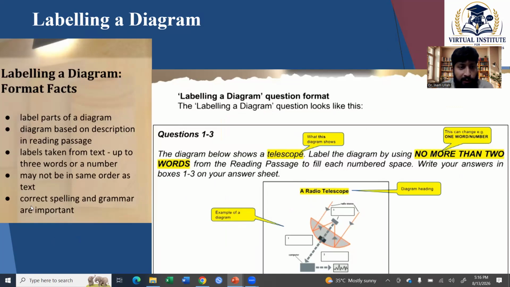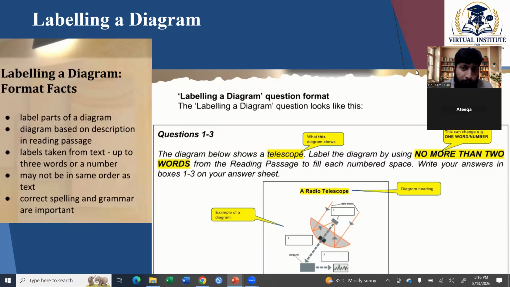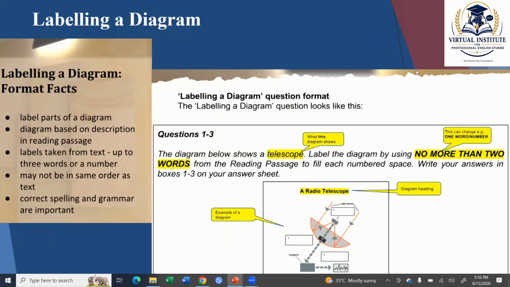Further, you have to use correct spelling and grammar to answer these questions. Correct spelling and grammar is really important. If you don't spell the answers correctly, it means that your answers might be wrong.